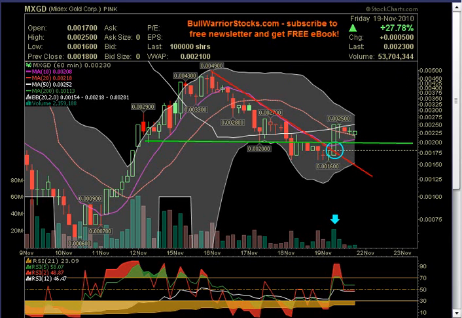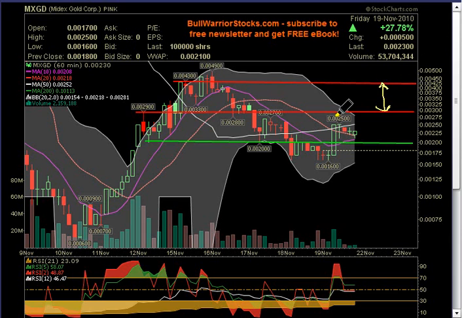Now, on the other side of the equation, in terms of resistance levels, I'm going to get rid of this. Everybody understands that we've broken out of that resistance level. But the first resistance that's sticking out quite a bit is going to be this 0029. Maybe just for argument's sake, we'll call it 003. This will be the first key area of resistance to get above. And if the price can manage to get above that one, the next level is going to be up here at 0.0043.